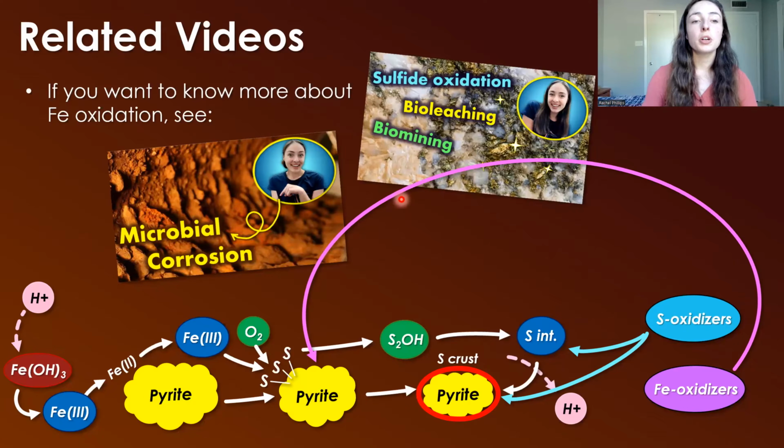If you want to check out more about iron oxidation specifically and how iron oxides can form from, for example, sulfide minerals, I talk a lot more about that in my microbial corrosion video as well as my bioleaching video. So I will link the bioleaching one up to the top because that kind of comes before the corrosion one, but you can watch those to learn more about this process at the bottom here. I kind of walk through this step by step in those videos.